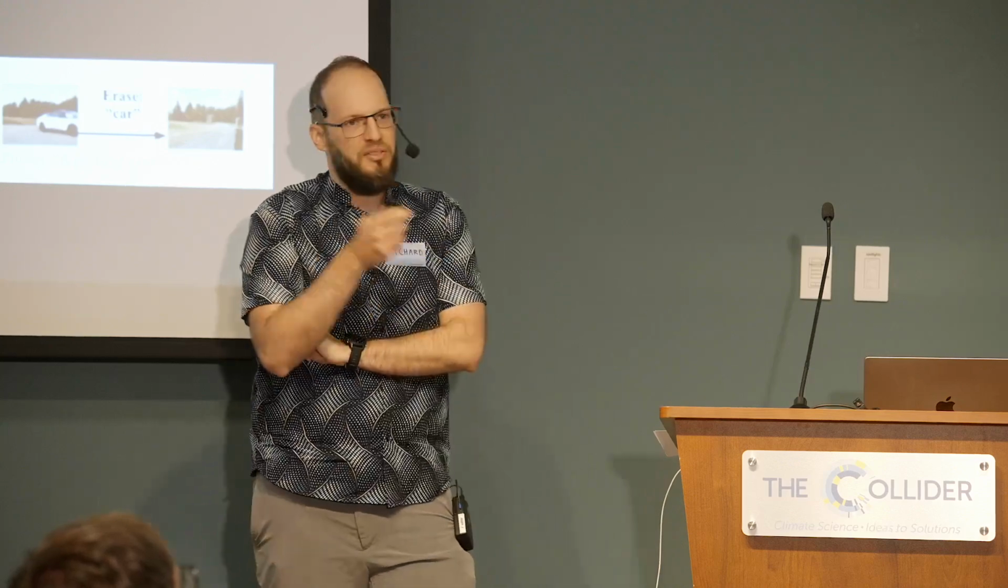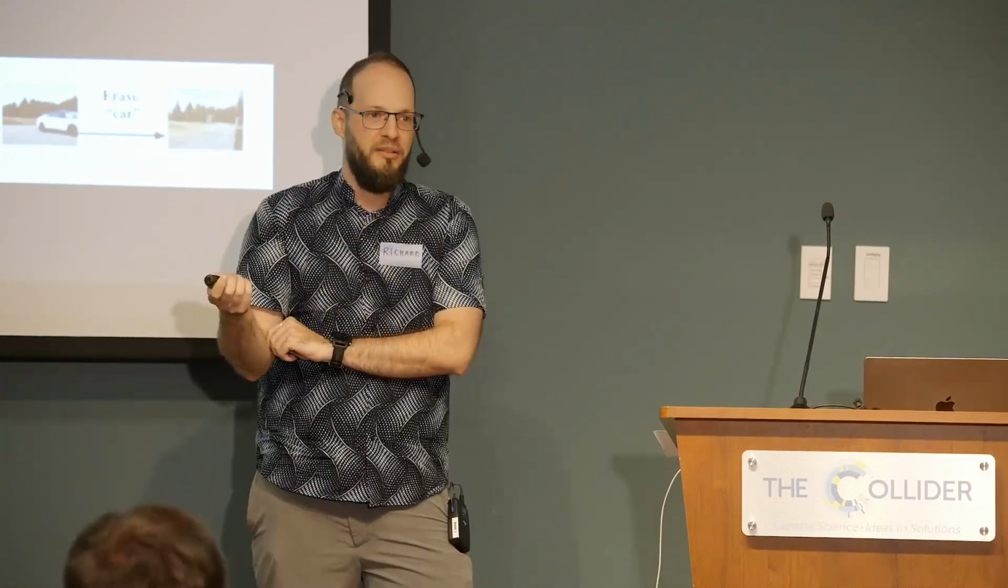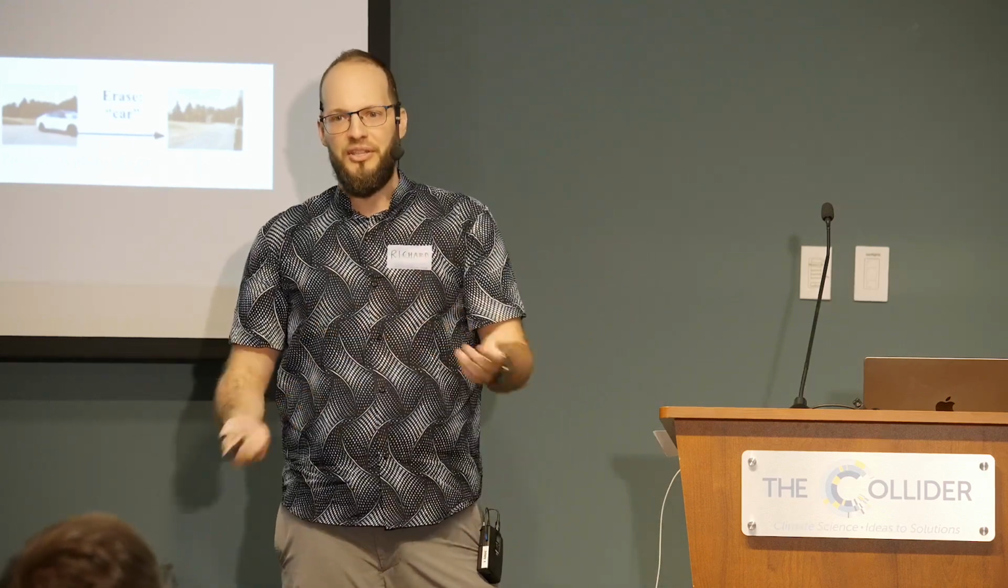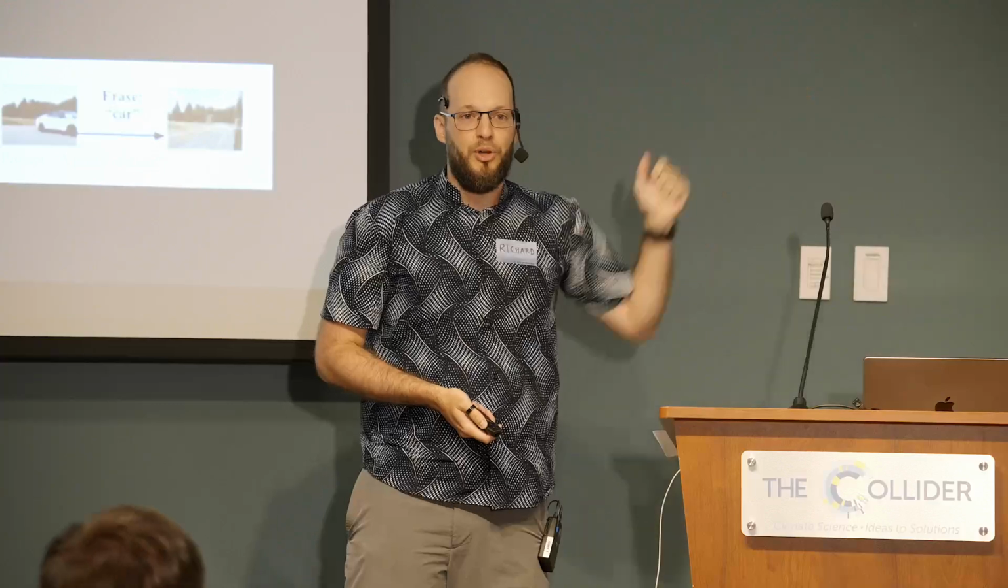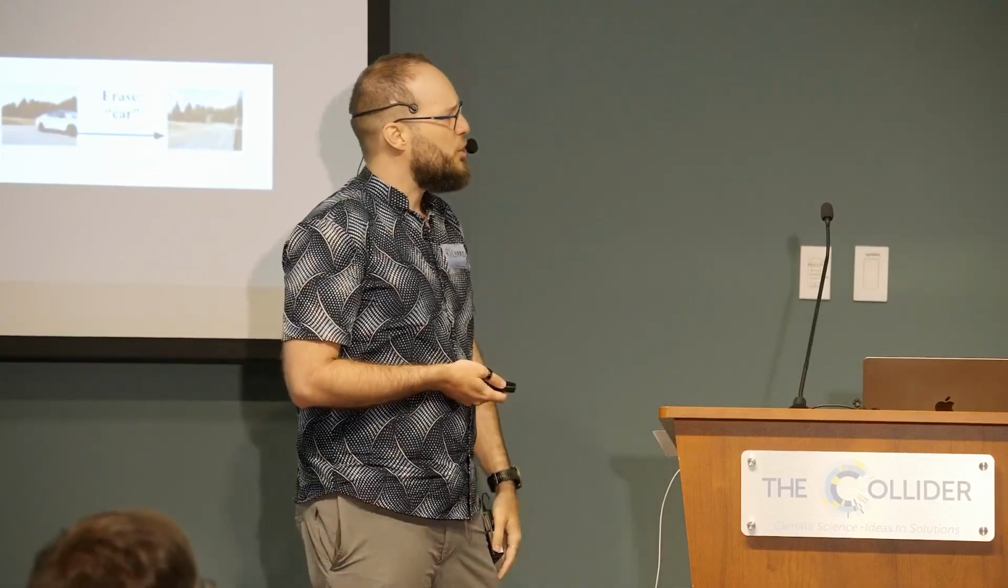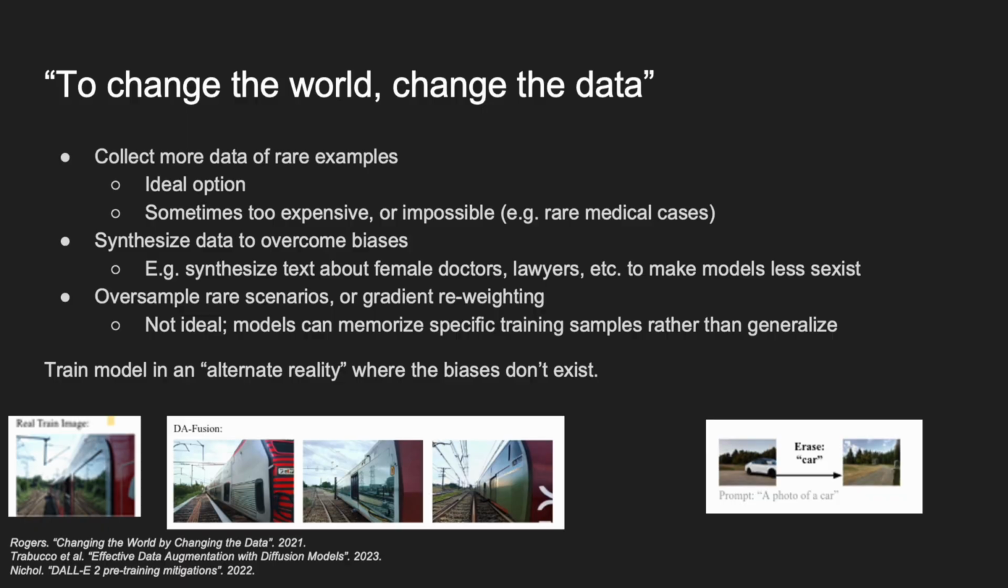The best option is to just collect more data that counteracts that. And typically, real data is better than synthetic data. But sometimes that's just impossible. Like if it's rare medical cases, there might literally not be any more cases in the world. There's other schemes like oversampling rare scenarios or reweighting your gradients, but I'm not a big fan of these. They tend to make your model overfit. It's not as good as having more data.